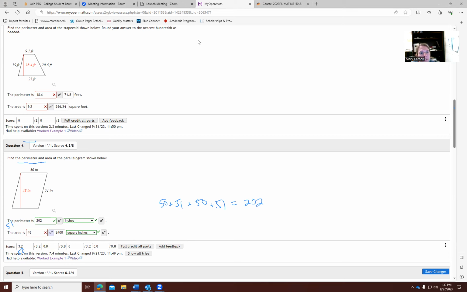50 times 48. So again, it's base times height. And your units should always be squared, so square inches was correct. And it would have been 48, which is your height, times 50, because this is actually 50 also, right? And that would give you 2,400. Okay, let's go down to the next question.